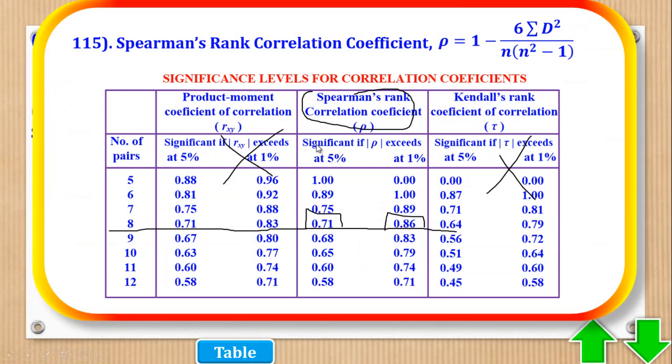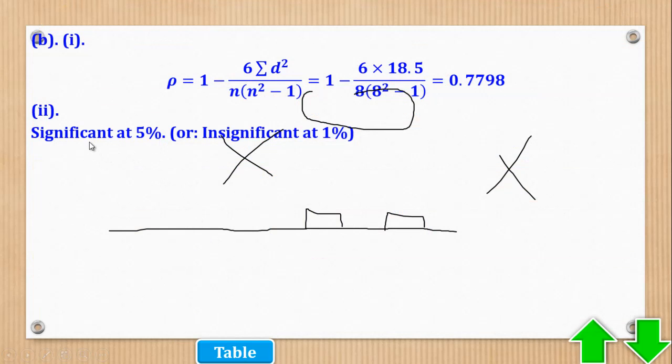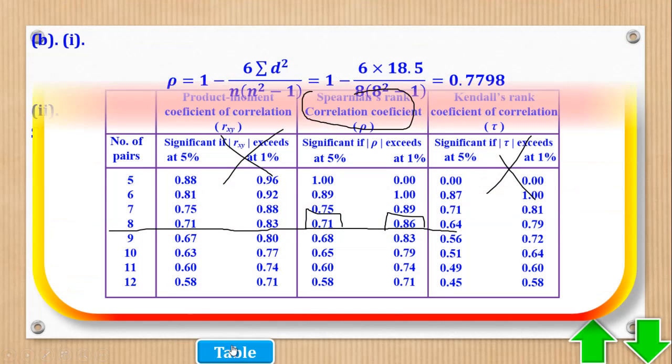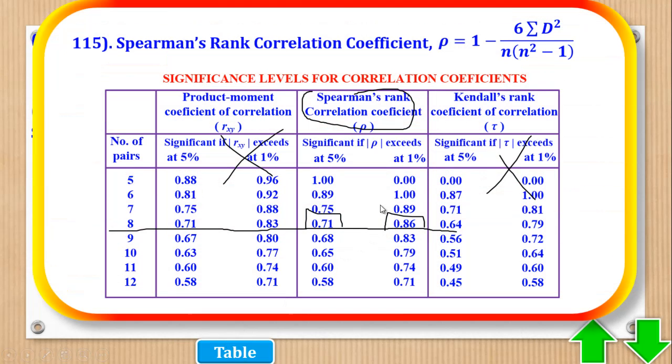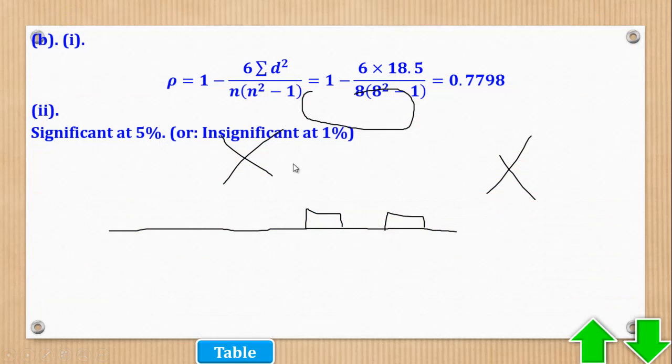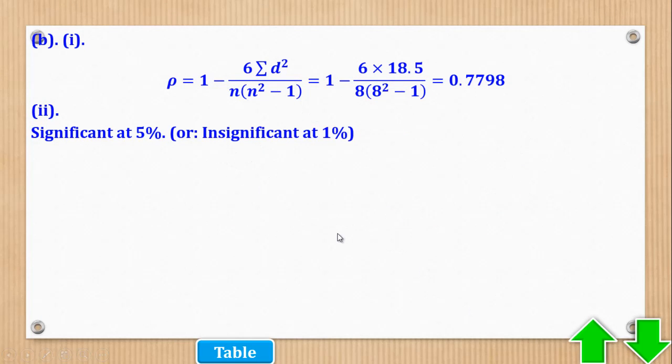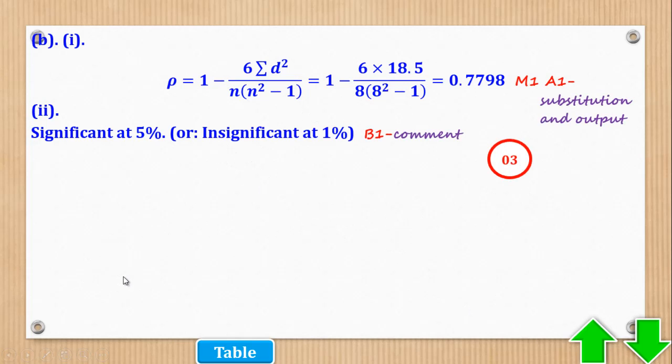And here it says significant if the calculated value exceeds the value in the table. So at 5%, the calculated value exceeds this. That is why we say significant. But when you look at 1%, the calculated value is smaller than this. So when it does not exceed, you will use the word insignificant. And that's what they wanted.